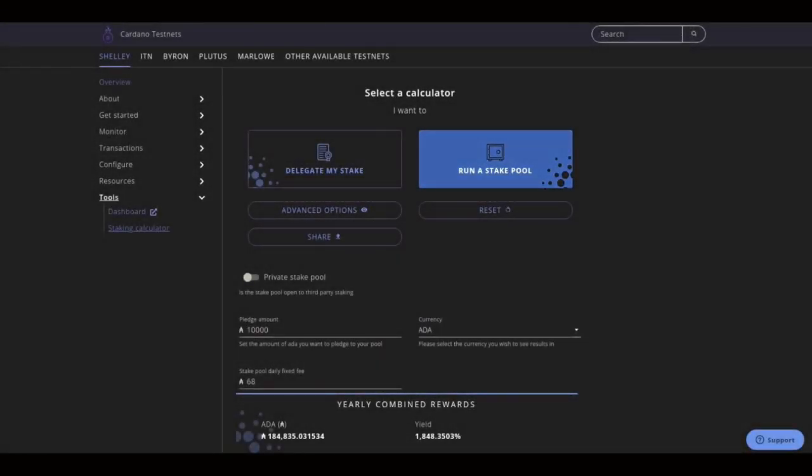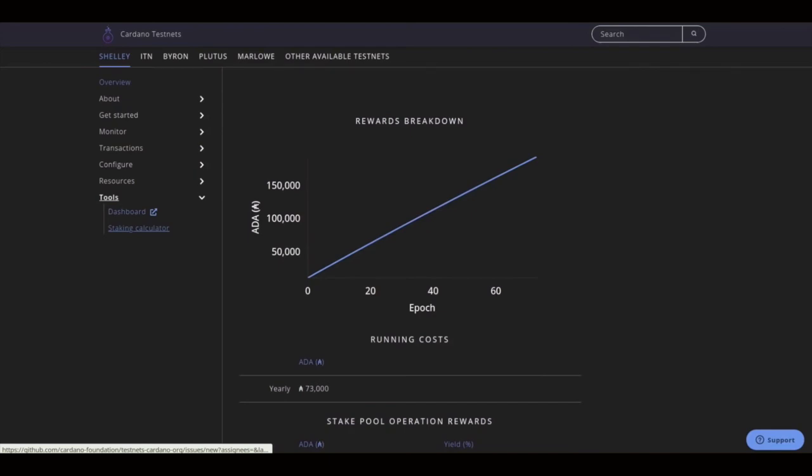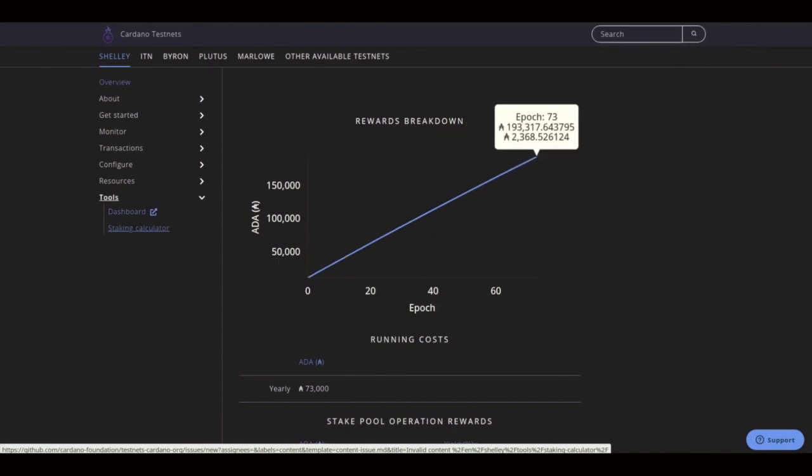Now let's see what happens if we run our own stake pool. In this case, it's a public stake pool. So we have to say how much we pledge to the stake pool. The pre-selected value is 10,000. And we have to set minimal operational costs. Let's change that to 200 ADA. And then we see that with these numbers, we would start with the initial 10,000 and after a year have 193,000.